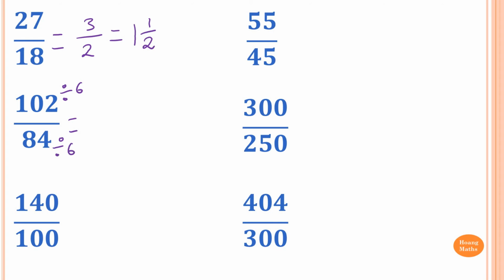6 go to 10 is 1, remainder 4. 6 go to 42 is 7. 6 go to 8 is 1, remainder 2. So it becomes 24. 6 go to 24 is 4 times. So 17/14. Now I just need to make that into a mixed numeral. 14 go into 17 is 1. So remainder 3. So 1 and 3/14.